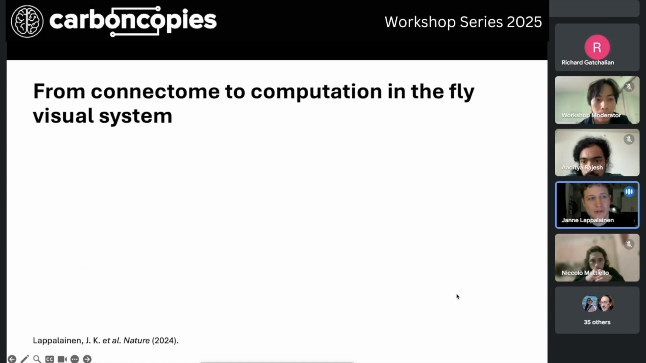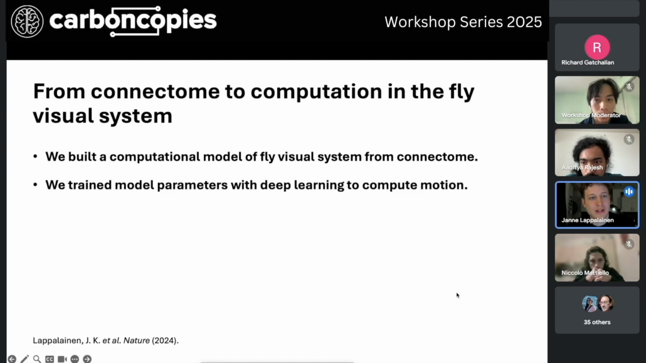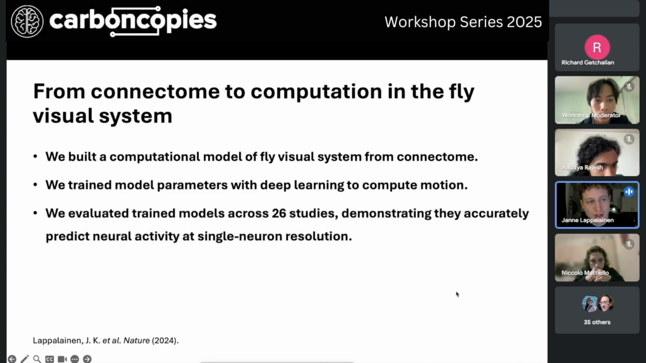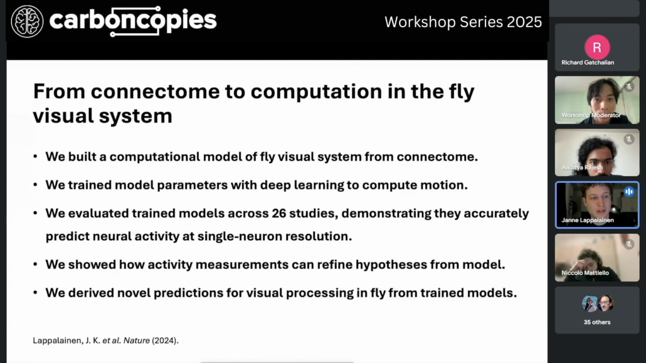Okay, so we built a computational model of the fly vision system from the connectome and trained its parameters with deep learning to compute motion. We evaluated those trained models across 26 studies, demonstrating they accurately predict neural activity at single neuron resolution. We showed how activity measurements can refine hypotheses from the model, where basically one T4C measurement would also constrain the inputs, as one example. And then we also derived some novel predictions.